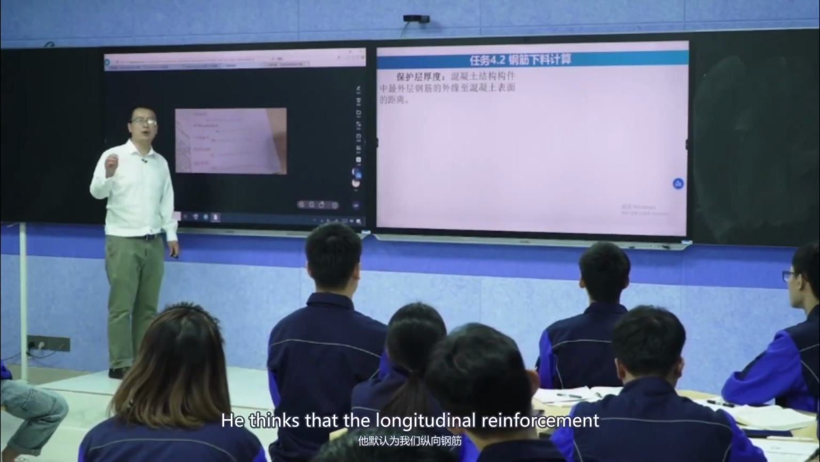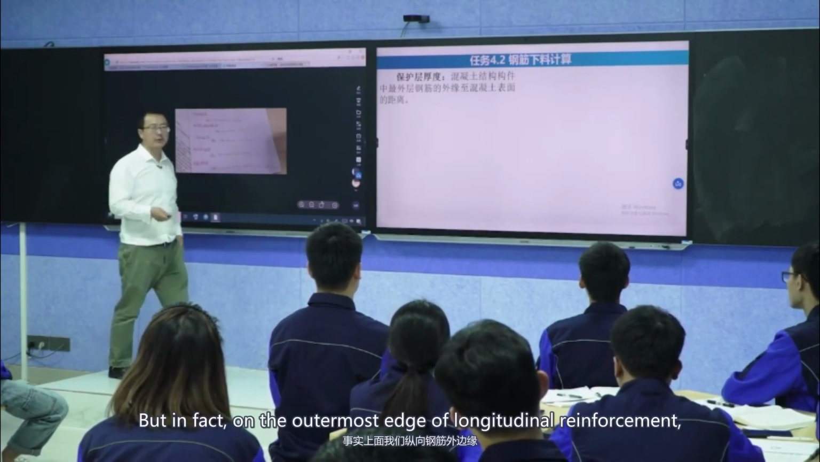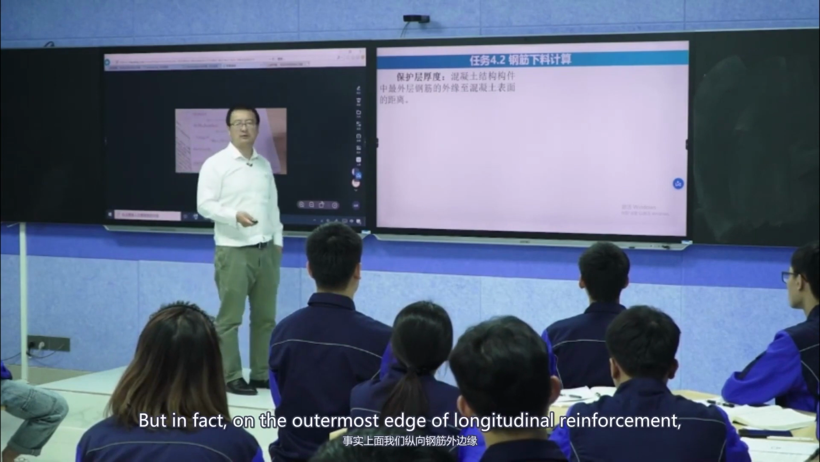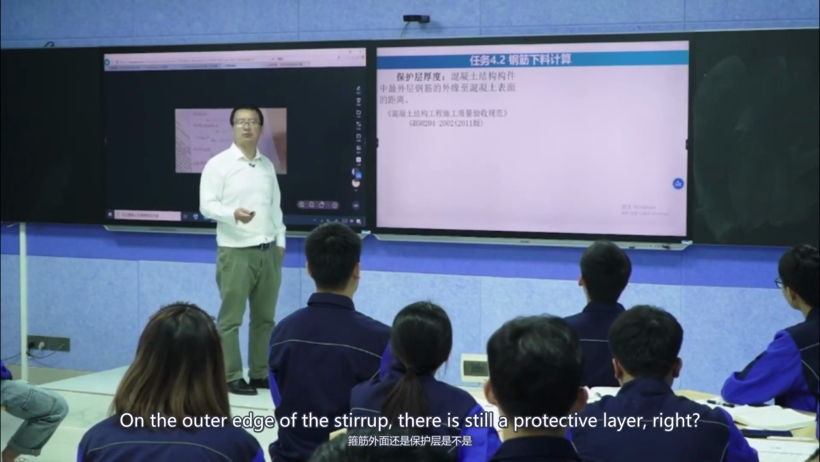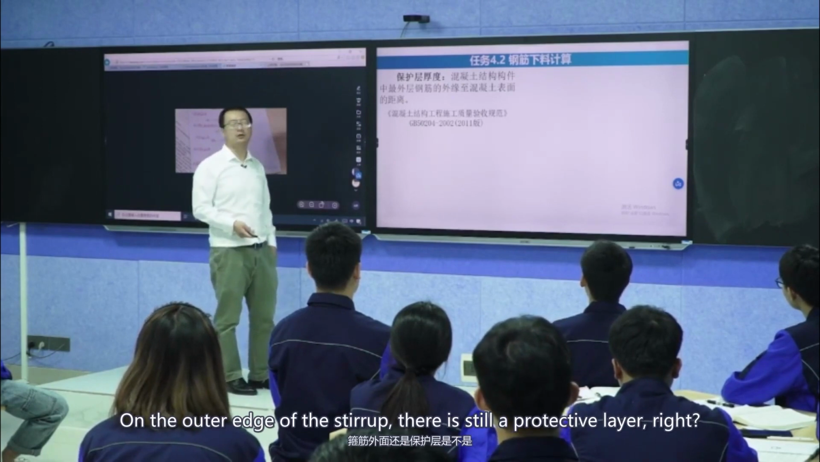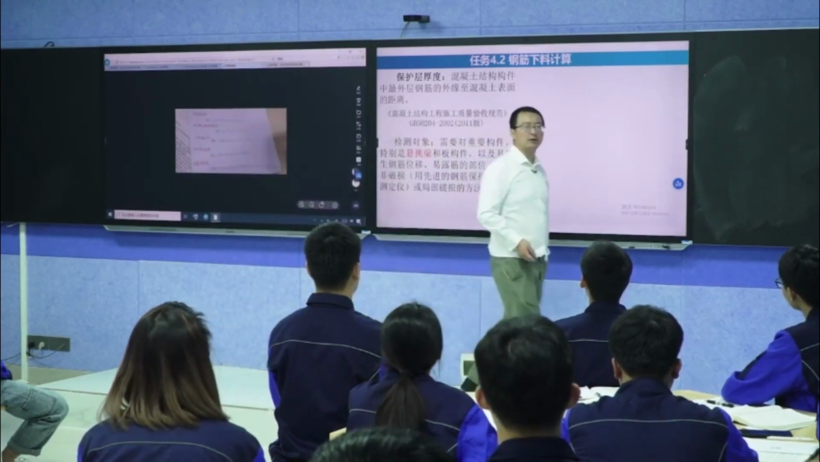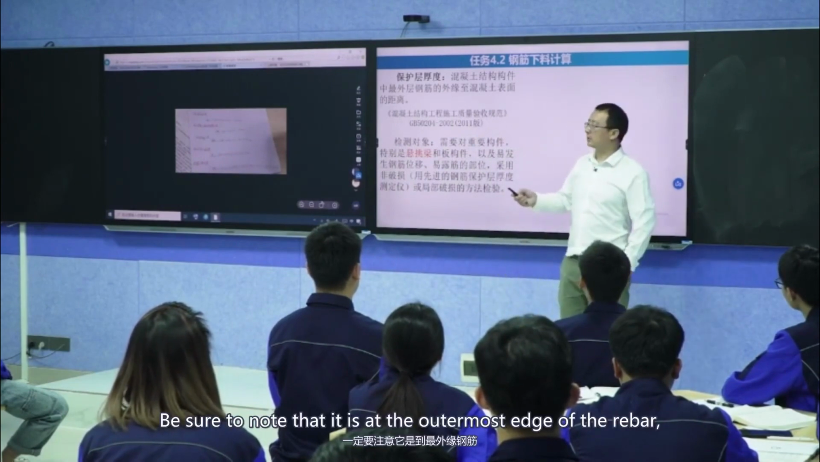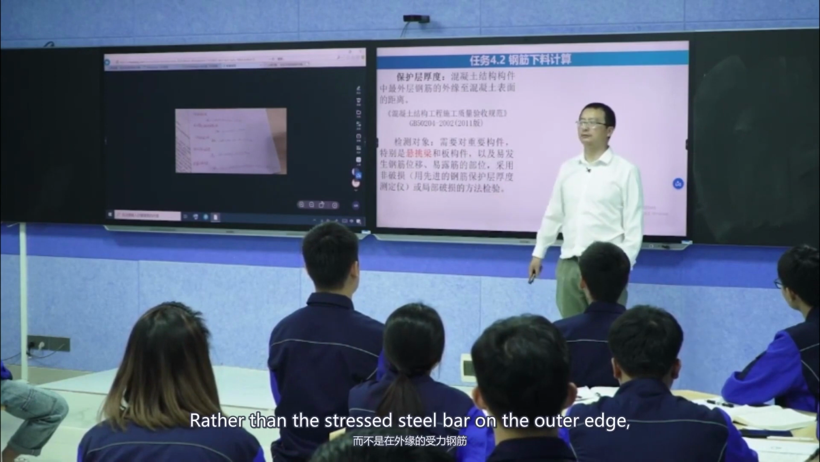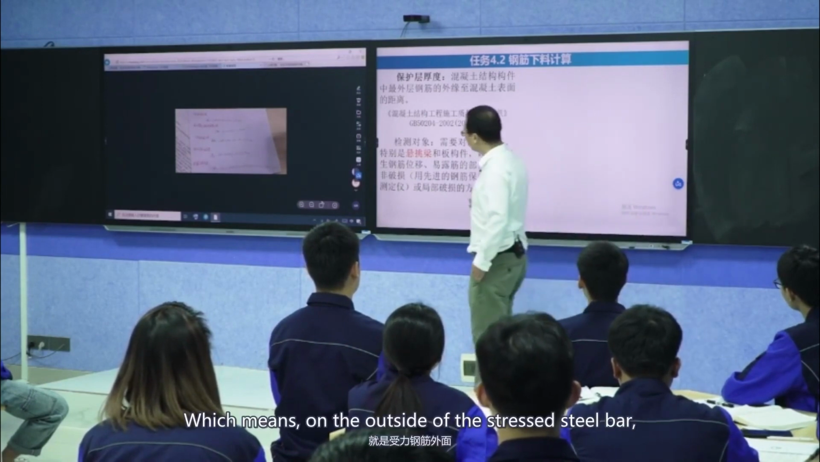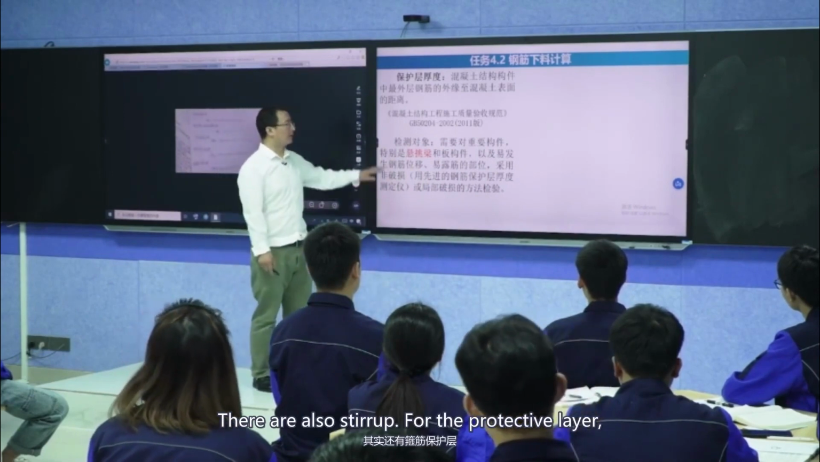He thinks that the longitudinal reinforcement was the rebar on the outermost edge, but in fact, on the outer side of the longitudinal reinforcement, we have what? There is also a stirrup. On the outer edge of the stirrup, there is still a protective layer. For the protective layer, be sure to note that it is at the outermost edge of the rebar, rather than the stressed steel bar on the outer edge. Which means on the outside of the stressed steel bar, there are also stirrups for the protective layer.